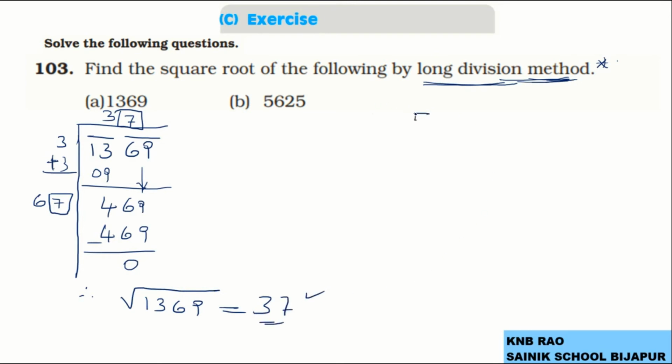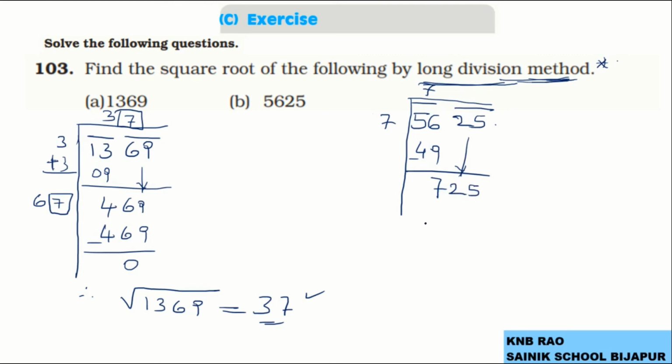I'll explain once for the other number as well. 5625: we will make groups from the decimal point towards the left for the integer portion. Now 56 is close to the perfect square 49. So 7, 7s are 49. 56 minus 49 gives you 7, and this pair is taken down. It becomes the quotient 7, and the remainder 725.